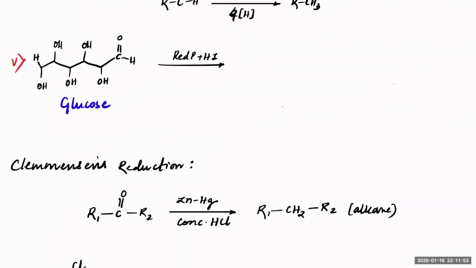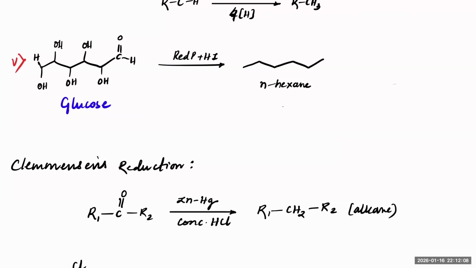So this is a typical question given. If you have glucose with red phosphorus, what do we get? See, 1, 2, 3, 4, 5, 6. 6 carbons we have. So what we get here is n-hexane. We'll get this as n-hexane.